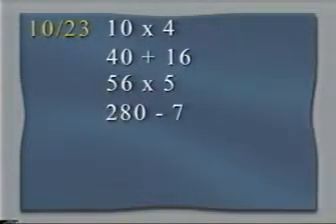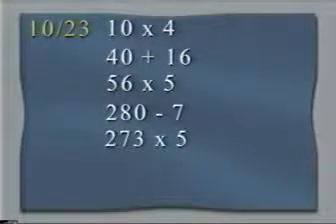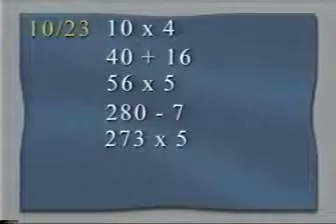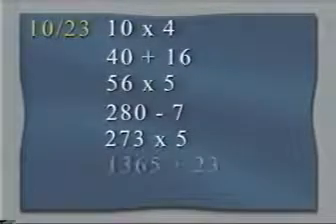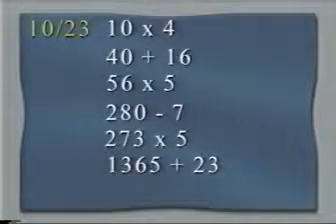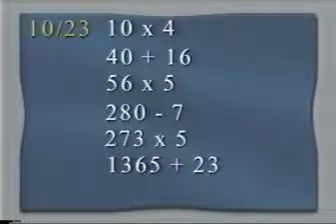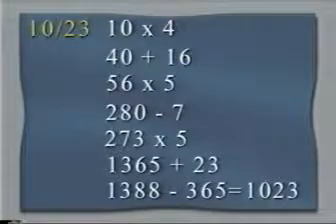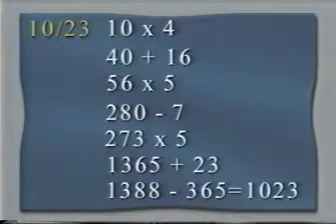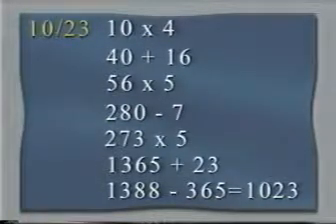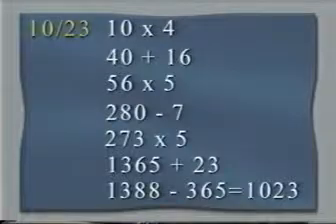280 minus 7 is 273. Multiplied by 5 gives us 1,365, to which we add 23, because this person was born October 23rd, so the day of the month was 23. That gives us 1,388. We subtract 365, and voila, we have 1,023, or 1023, which was this person's birthday.